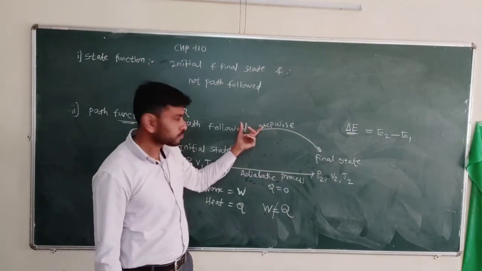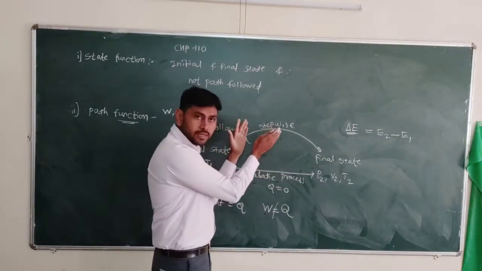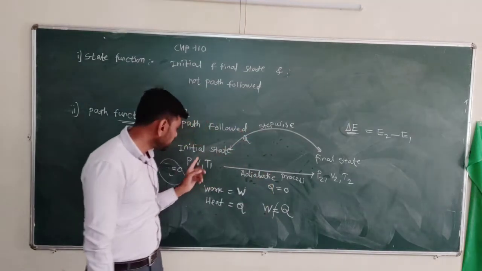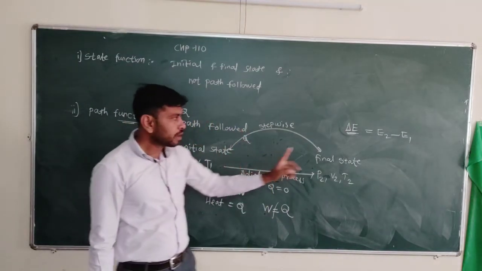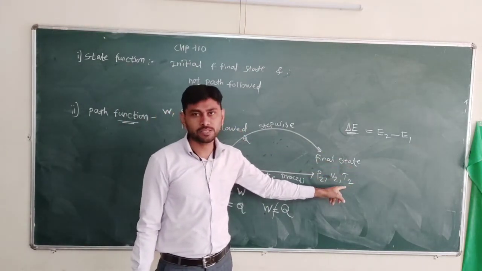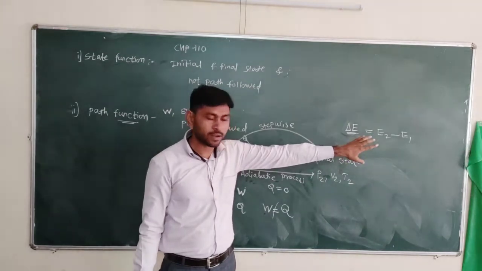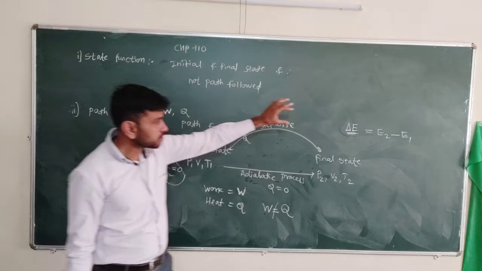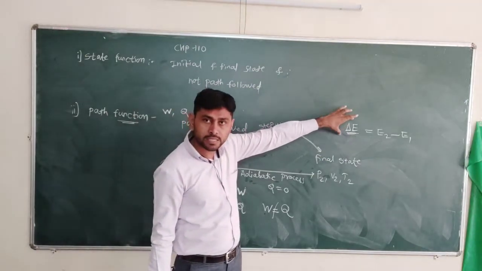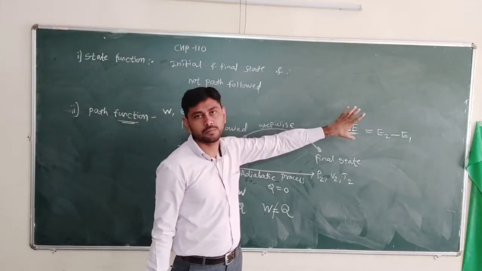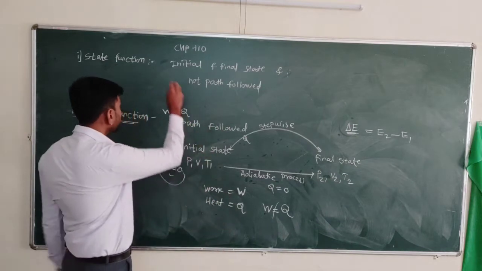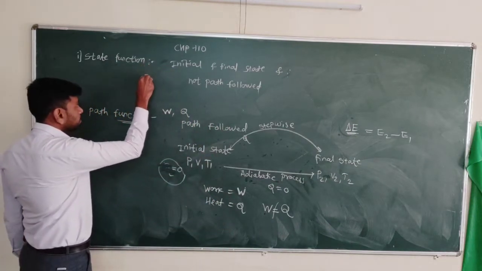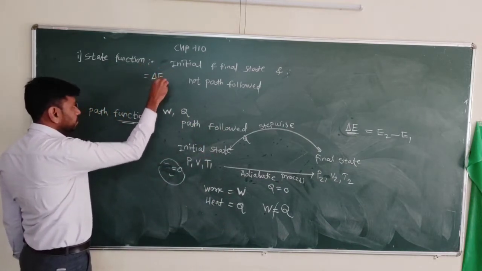That means it does not depend on path. It depends directly on the initial and final state of the system. So the difference of final and initial state gives the constant value. So it is a state dependent function and not a path dependent function. So delta E is a state function.